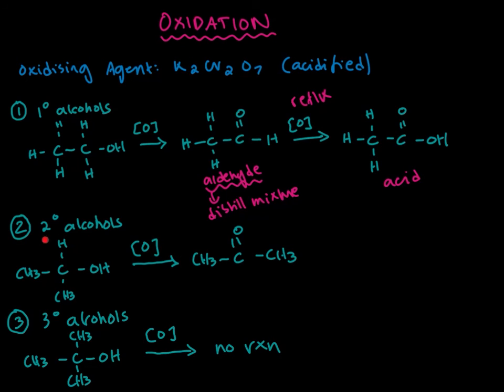So the second type is going to be oxidation of secondary alcohols. So in this case, you're going to get the corresponding ketone. So this is a 3-carbon alcohol, and it's going to give you a 3-carbon ketone. Now we move on to tertiary alcohols. So tertiary alcohols don't get oxidized, so there's going to be no reaction.